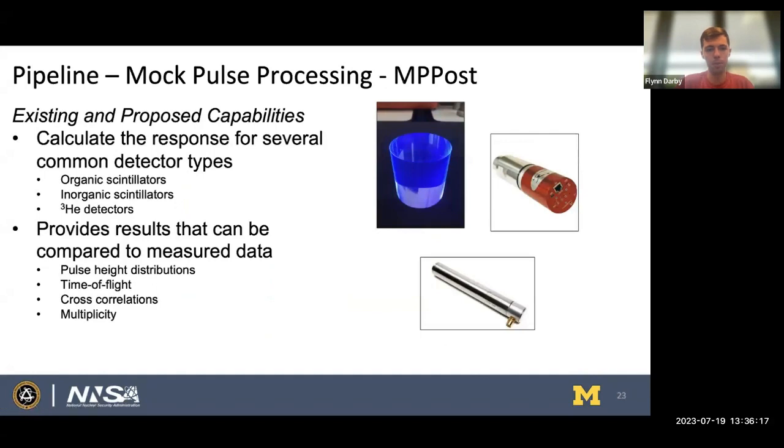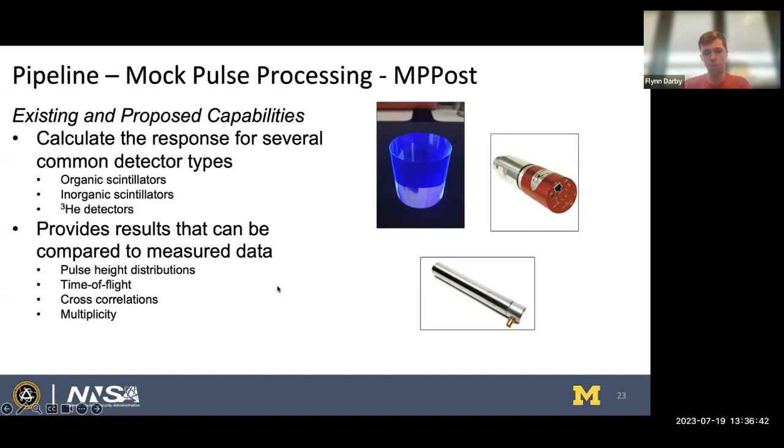For MPPost, the existing capabilities are to calculate the response for several common detector types like organic scintillators, inorganic scintillators, and helium-3 detectors. You see one organic scintillator here. It's quite pretty. It fluoresces when you shine a blue light on it. An inorganic scintillator that's totally packaged with a detector readout, and a helium-3 detector on the bottom.